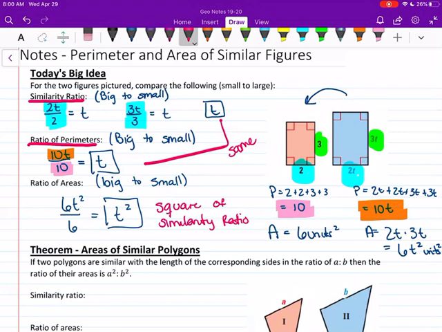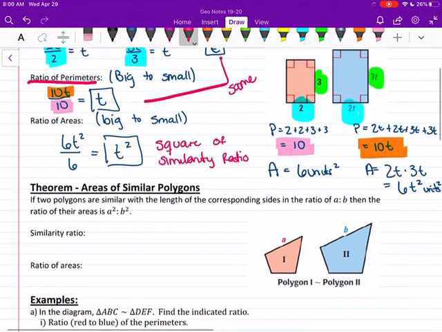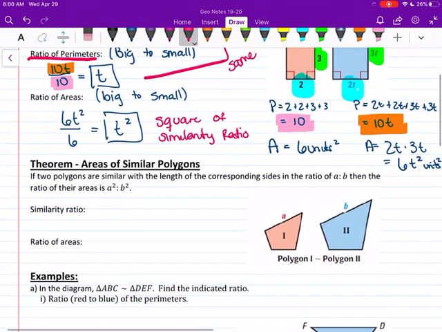And so that's going to lead us to our first theorem, our only theorem for today. Our theorem is the area of similar polygons, and it says if two polygons are similar with the lengths of the corresponding sides in the ratio of a to b, then the ratio of their areas is a squared to b squared. So if I look at these, we know they're similar, right?